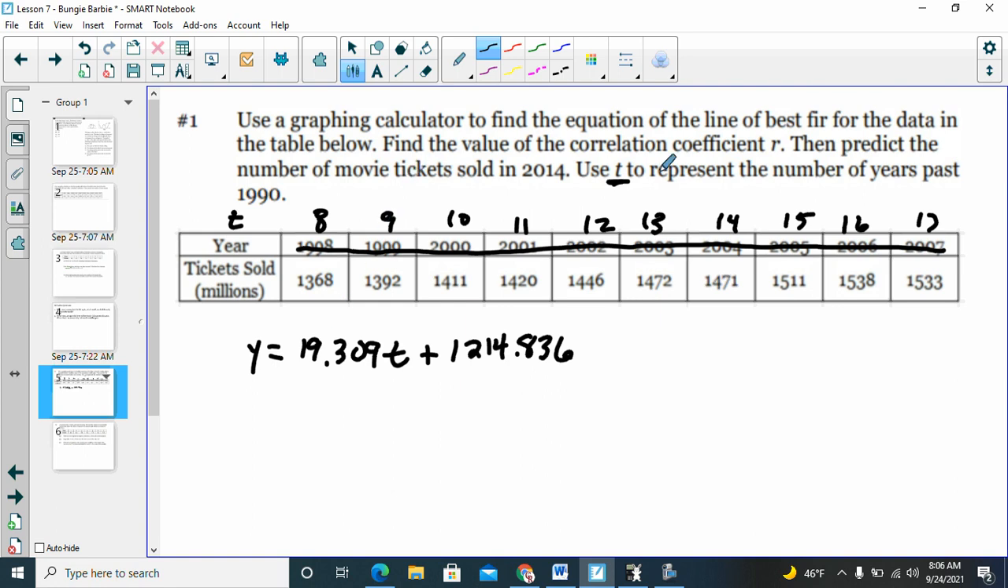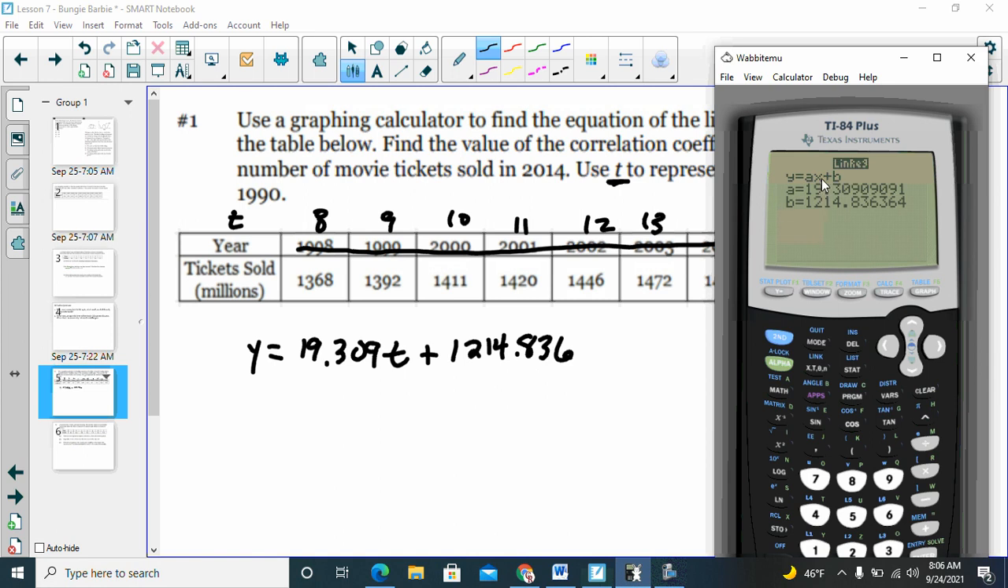Next thing it asks for is for the correlation coefficient. Yours probably gave it to you when you ran your regression equation. Mine did not because my stat diagnostics are not on. If you ever don't see the R value and you need it, turn your stat diagnostics on. We go to mode. We scroll all the way down to the second page. If you have a color calculator, I think it's on the first page, but you go to stat diagnostics and right there you turn them on. Push enter on. And then run your regression equation again.